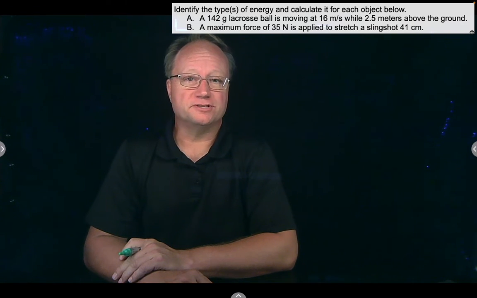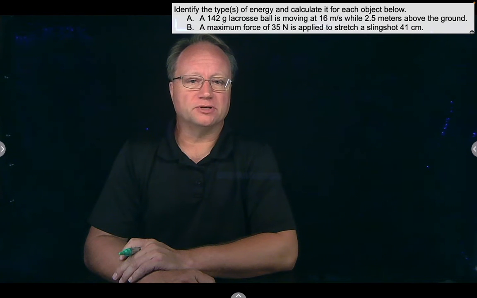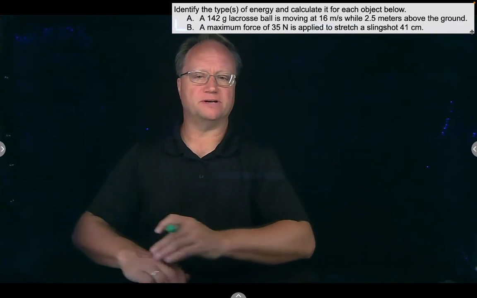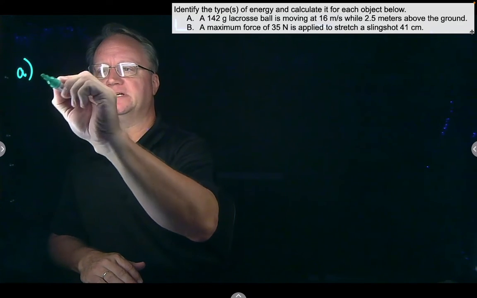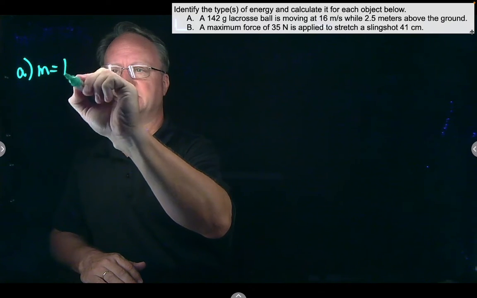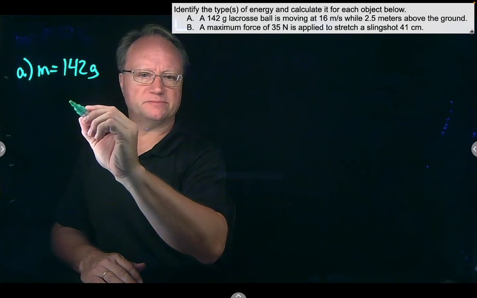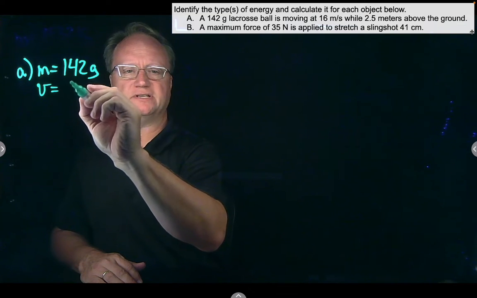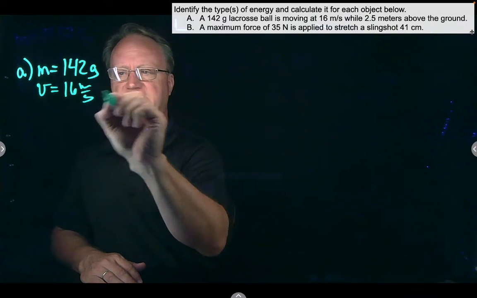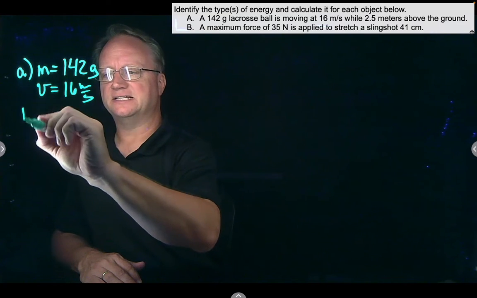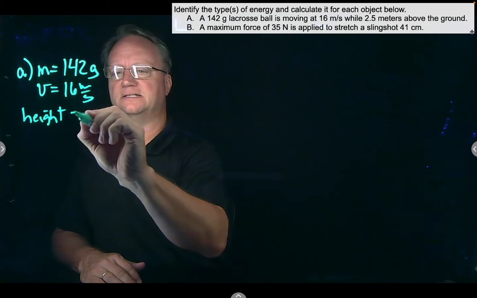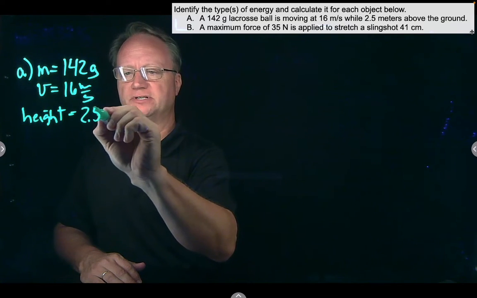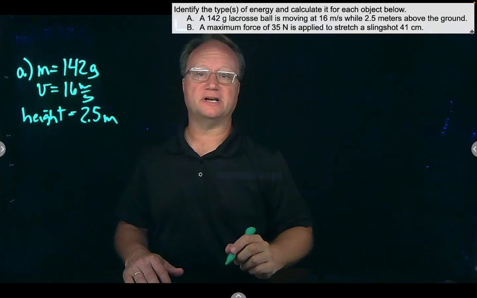Let's consider these two different situations and identify and calculate the energies involved. So we have in part A, a 142 gram lacrosse ball moving at 16 meters per second while 2.5 meters above the ground. So we know the mass, 142 grams. We know it is moving 16 meters per second, and it's at a height of 2.5 meters. Remember, we have three different kinds of energy.